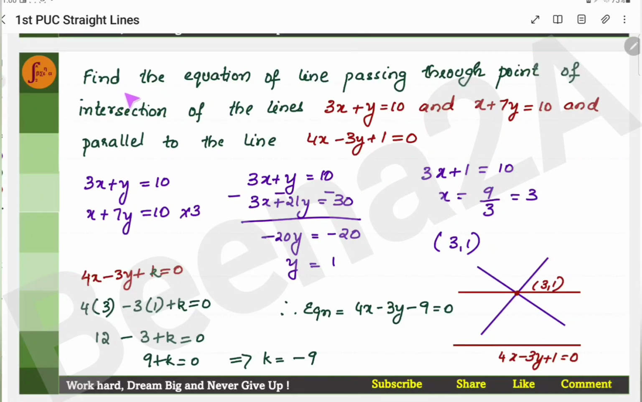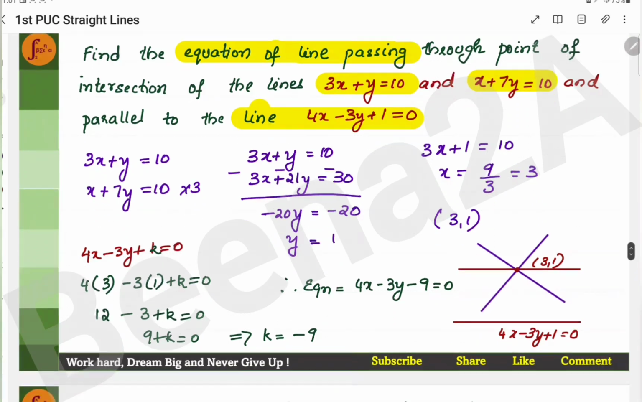Now let's look at another problem, a slightly tricky one. Find the equation of line passing through the point of intersection of two lines. Two lines are given, and there is another line also which is parallel to this line. Basically there are 4 lines here. There is one line whose equation we need to find. 2 lines are given, and there's one more line given which is parallel to this line. So you have 4 lines like this.